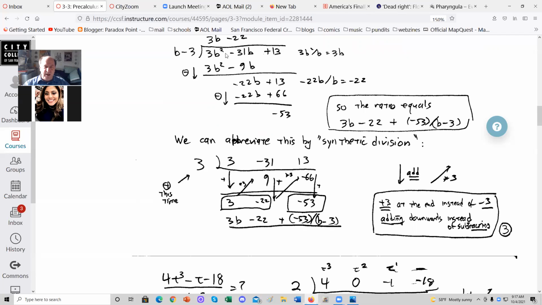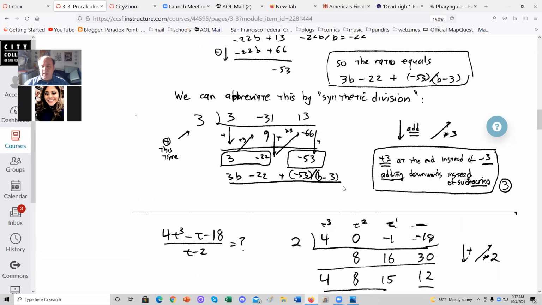Here we're subtracting because we had a negative here. We have a positive, so we add here. Every time we go down, we add, and every time we go up, we multiply by this number, in this case, 3. So add, times 3, add, times 3, add.